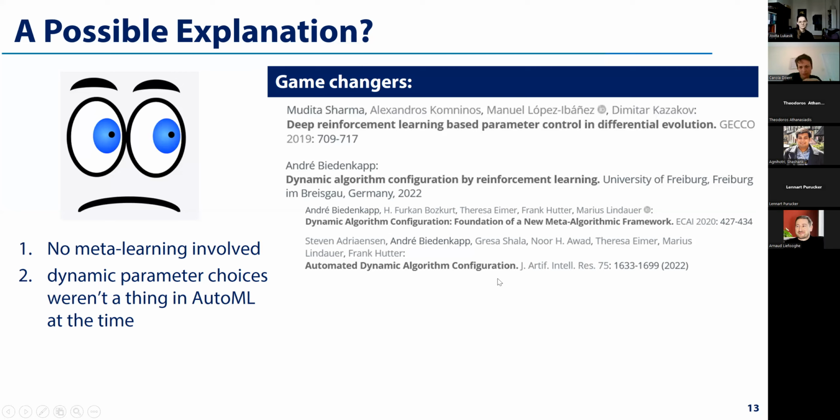And there's this recent journal paper. If you want to know what has happened since then, I think this is a very good reference to read.